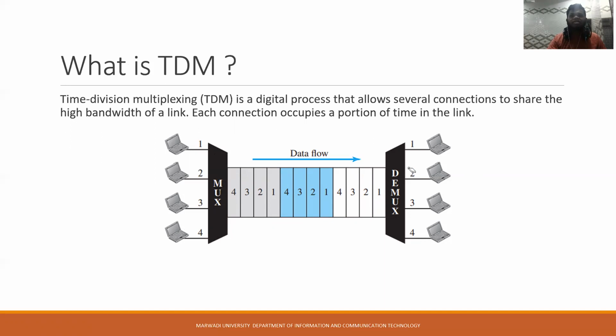At the same time, the demux will also select the line to where the data will be transmitted. Like if data 1 is sent first, then the demux will send that data to user 1, then the second data to user 2, and likewise.